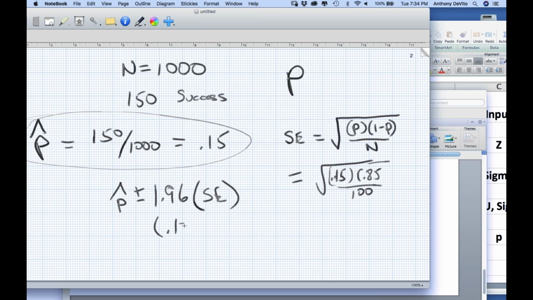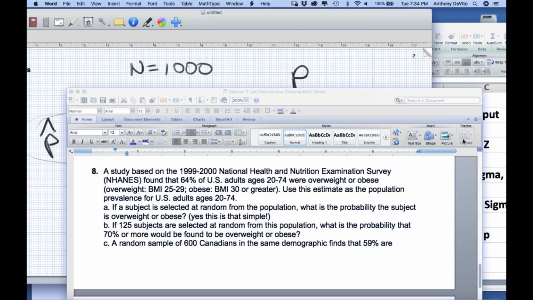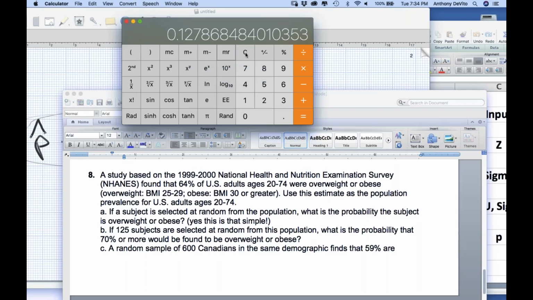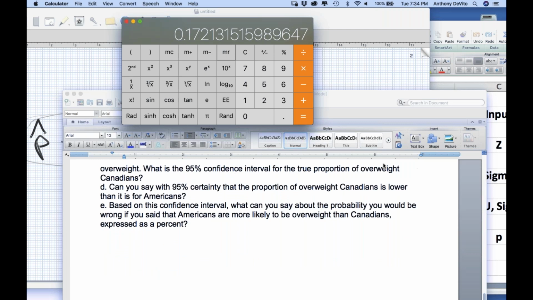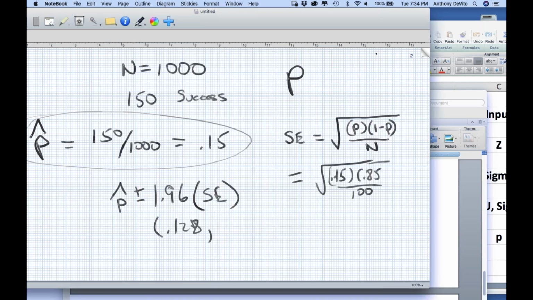Okay, 0.128. And I'm going to add my margin of error to 0.15. Okay, I'm going to clear, 0.15 plus my margin of error, which I'm going to recall, and that's equal to 0.172. So I'm 95% confident that my true population proportion is between 12.8% and 17.2%.